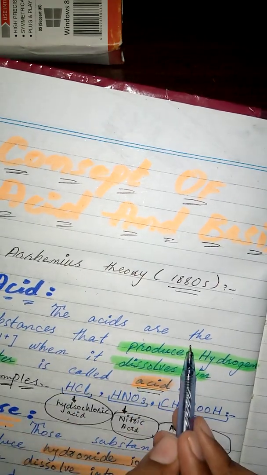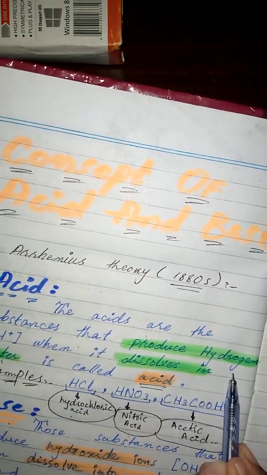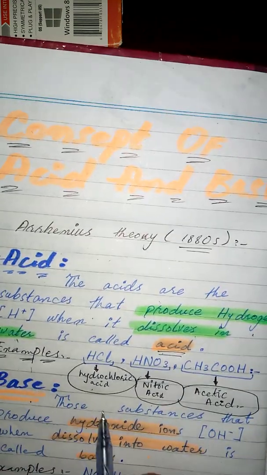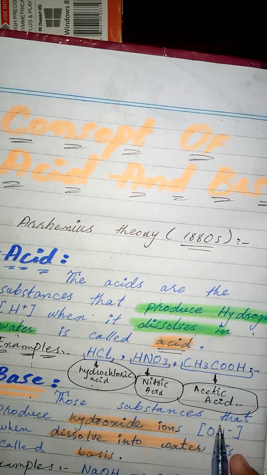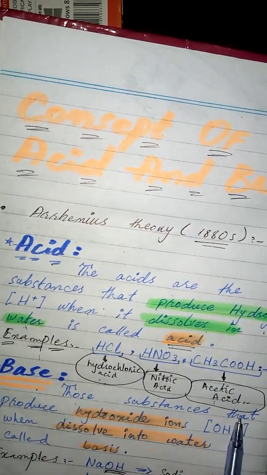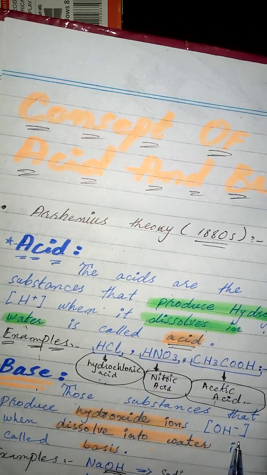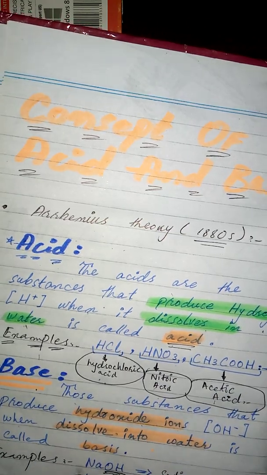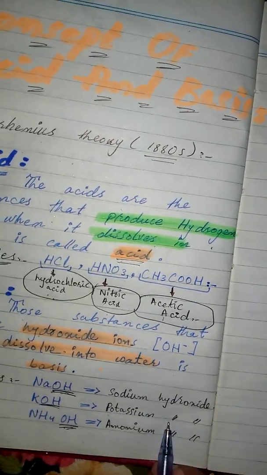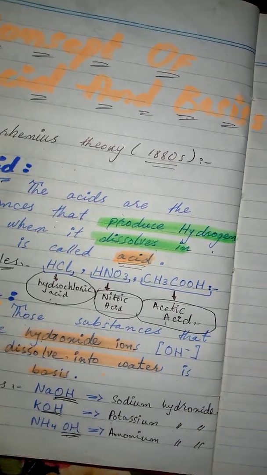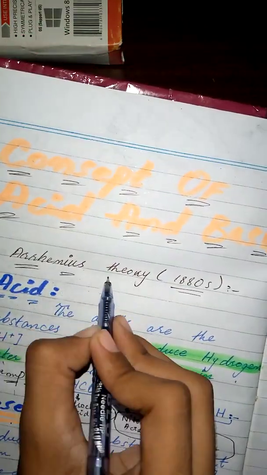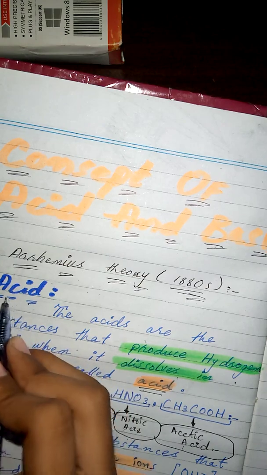So Arrhenius theory gave us the theory in 1880s about acid and base. He said that acids are the substances that produce hydrogen when dissolved in water. Examples are hydrochloric acid, nitric acid, and acetic acid. About bases, he said that those substances that produce hydroxide ions, meaning OH, when dissolved into water are called bases. Examples are sodium hydroxide, potassium hydroxide, and ammonium hydroxide. So this is all about today's Arrhenius theory in 1880s telling us about acid and base.